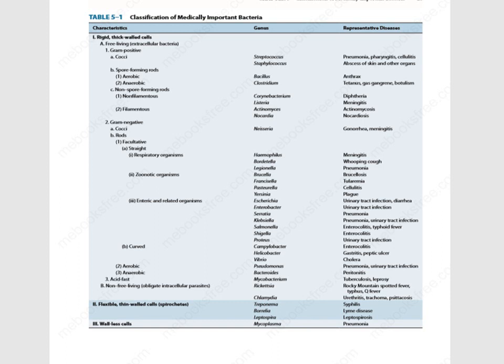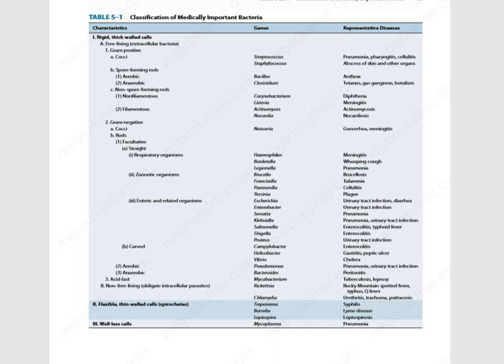At last, this is a table just to revise the basic classification of bacteria, and we have three main classes: the thick walled cells, the flexible thin walled cells, and the wall-less cells. So the thick walled cells include free living bacteria and the non-free living bacteria that are obligate intracellular ones. The free living bacteria include gram positives and gram negatives.